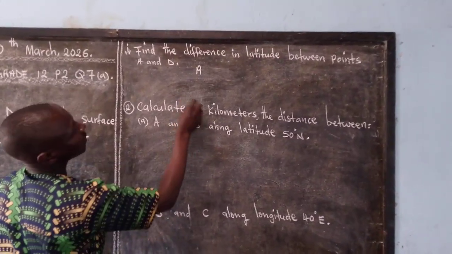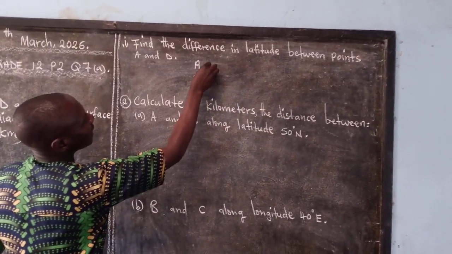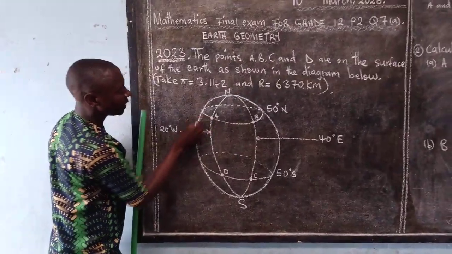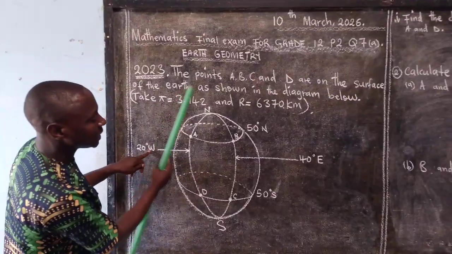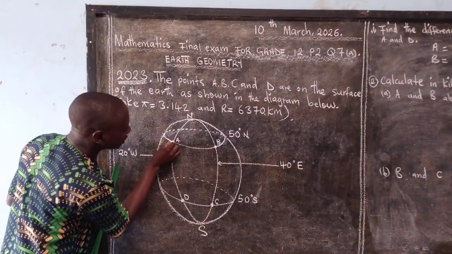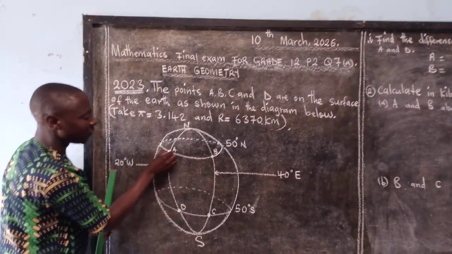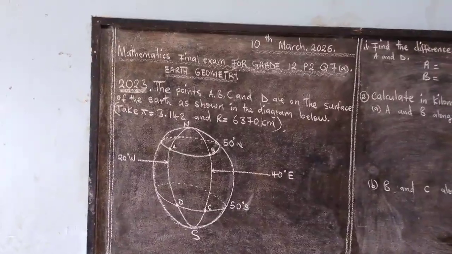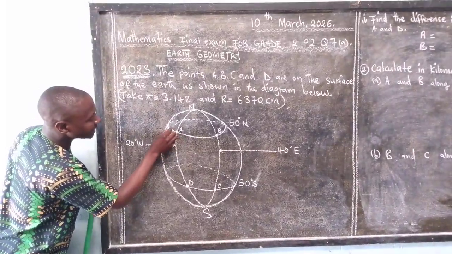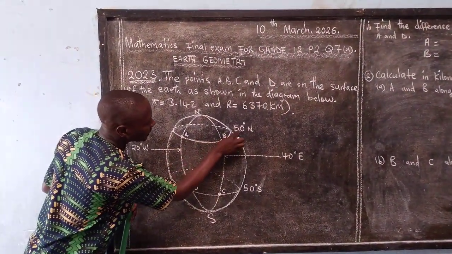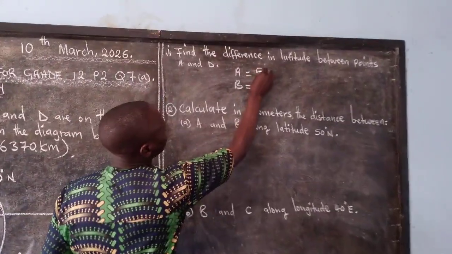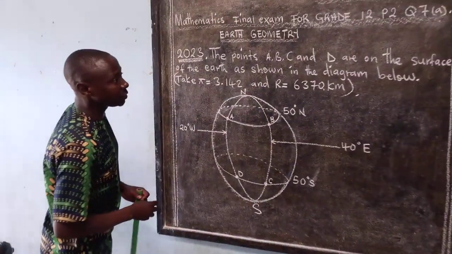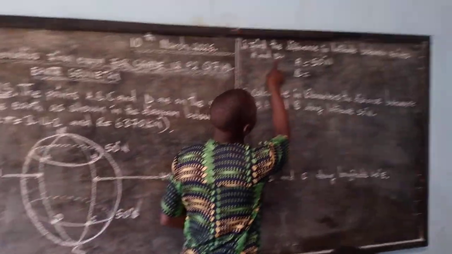A is lying on which latitude? They want the difference in latitude. Lines of latitude are those lines running from west to east. This is the line of latitude for A. We were saying A is lying on latitude 50 degrees north. So you get that 50 degrees, you put it here. 50 degrees north.